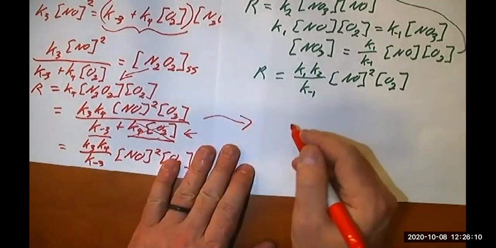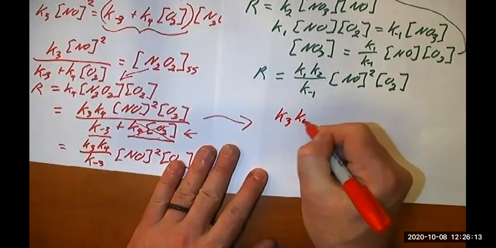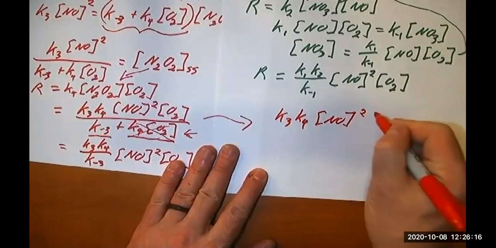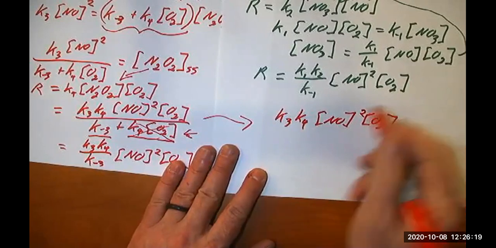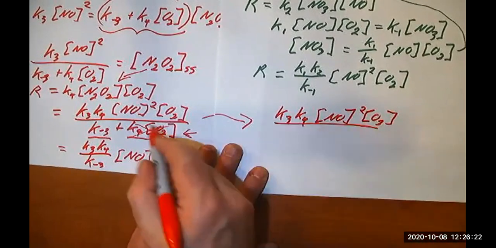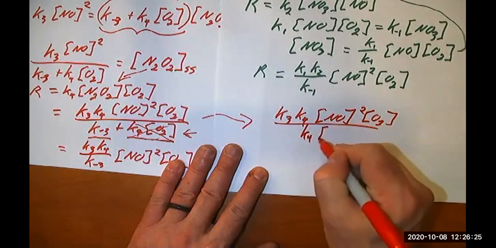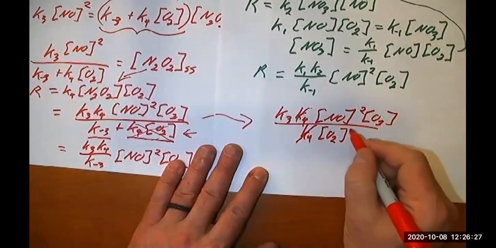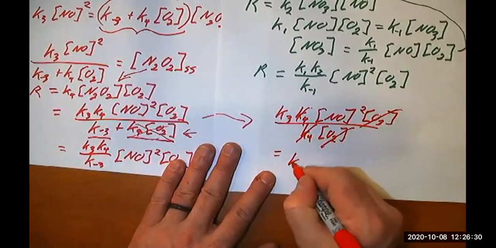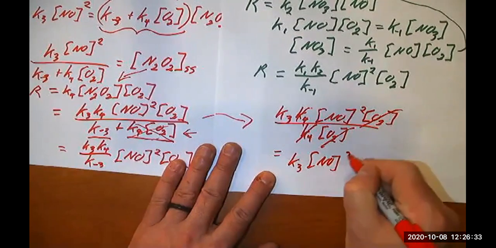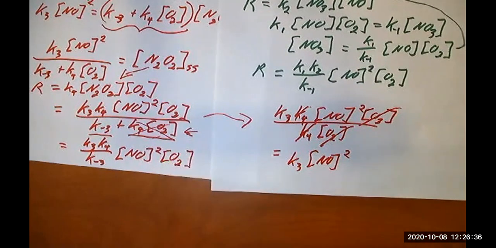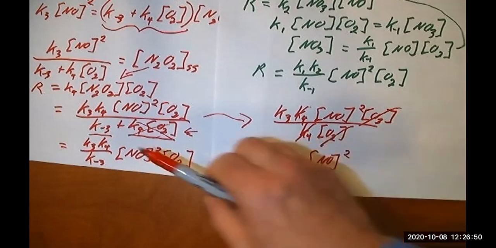And if that's the case, then we have K3, K4, NO squared O2. Make sure I'm still on screen, yep. Over this instead of that, K4, O2. K4s cancel, O2s cancel, and you now have K3, NO squared. So if you flood the system with O2, and then the reaction stops depending on how much O2 you have, then that would be support for this mechanism.